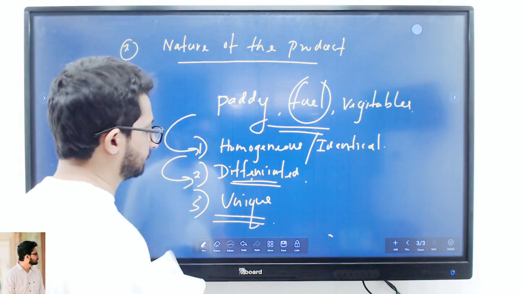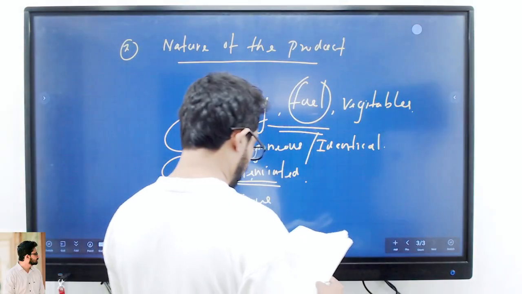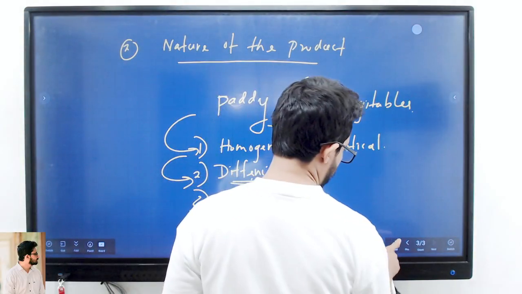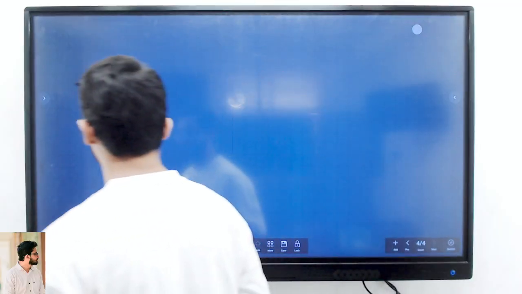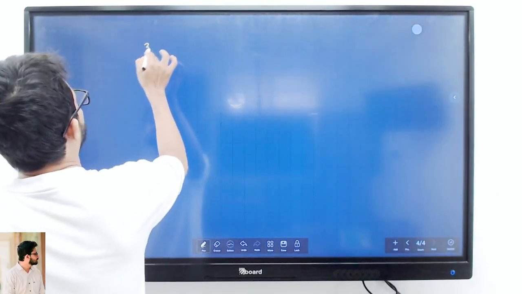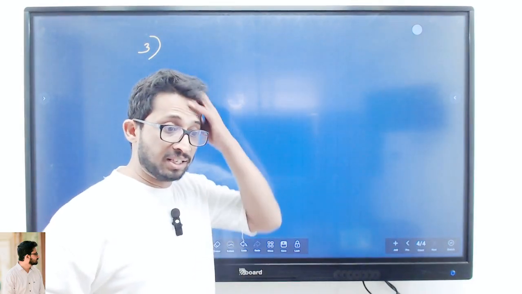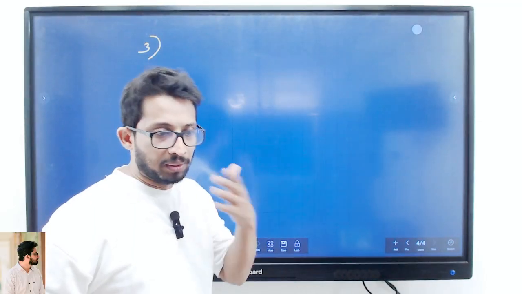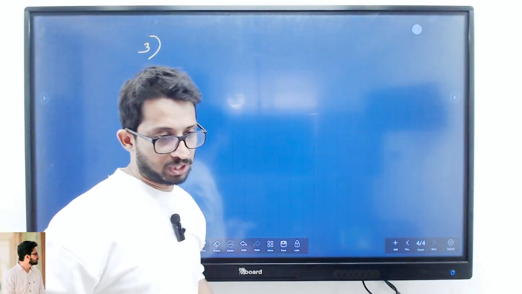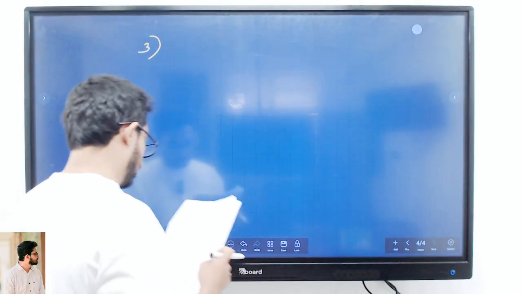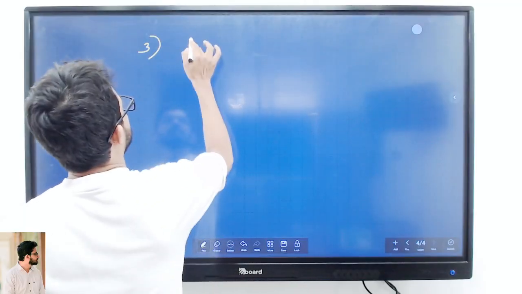Right. Third one, write down barriers to entry and exit. But don't worry about these four features. Everything will be discussed in detail, right? I'm just giving a small introduction. Third one, write down, barriers to entry and exit.